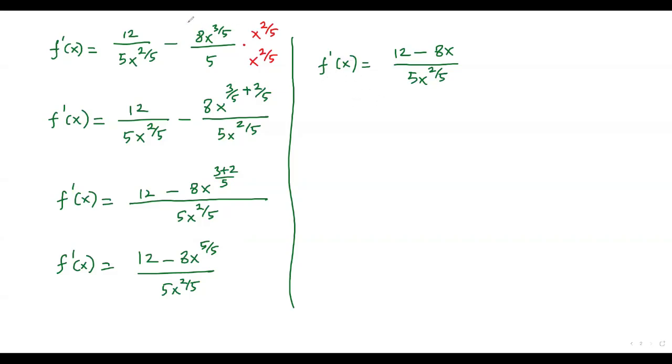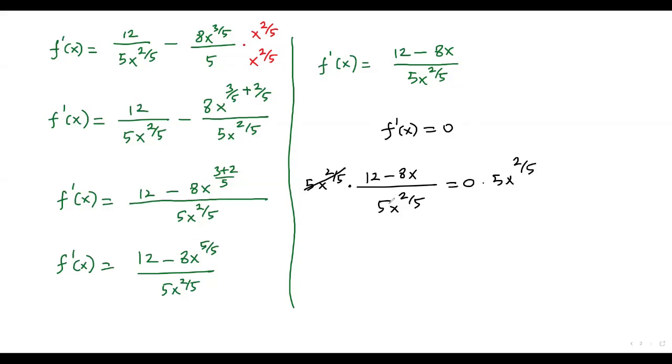Now what I need to do is equate this first derivative to 0, that is, f prime of x has to be equated to 0. So when f prime of x equals 0, the expression equivalent to f prime of x must also equal 0. Then I'm getting 12 minus 8x over 5 times x to the power of 2/5 equals 0. Now I multiply both sides by 5 times x to the power of 2/5. So 5 times x to the power of 2/5 cancels out, and I'm getting 12 minus 8x on the left side. On the right side, when this is multiplied by 0, it becomes 0.